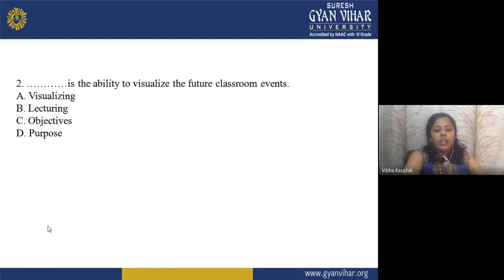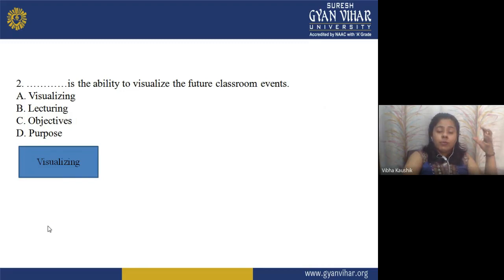Dash is the ability to visualize the future classroom events. Now, options are A, visualizing, B, lecturing, C, objectives, or D, purpose. Now, the correct answer is visualizing. So, visualizing is the ability to visualize the future classroom events. Means while doing the planning, you will be able to visualize that this can be done and that can be done in that particular class tomorrow.